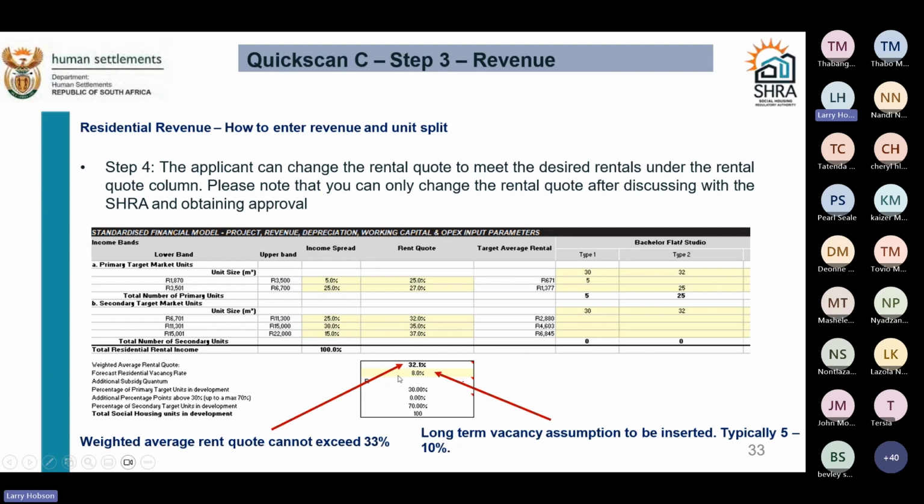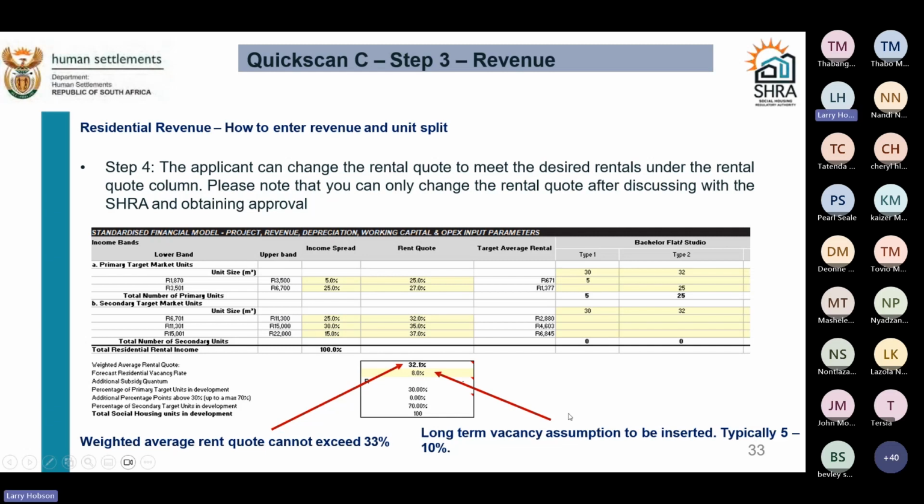Yeah, and we mentioned the weighted average rental quote is, in this case, the average of all of these. It's these percentages multiplied by the number of units, and that comes out average for the group is 32.1%. You'll get an error message if that average exceeds 33%.